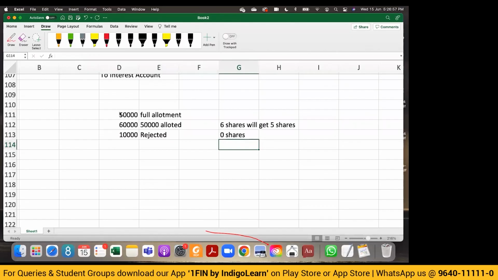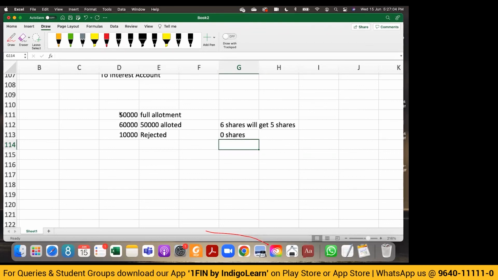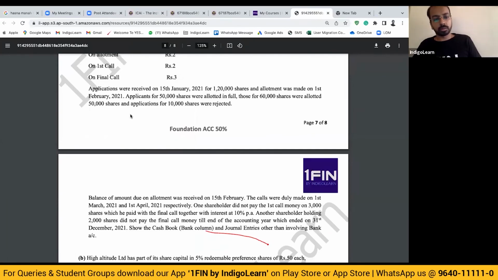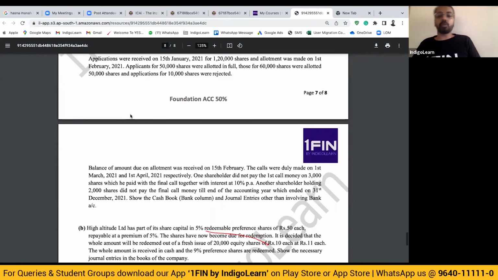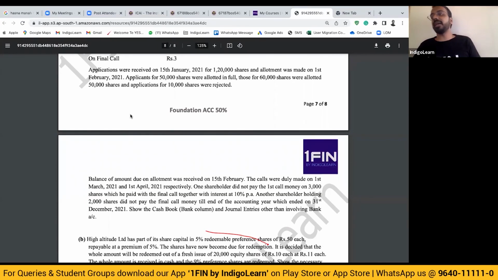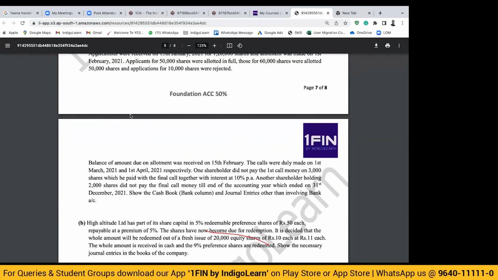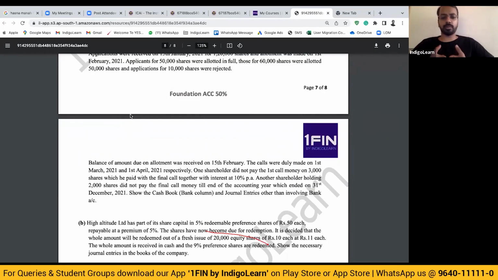So the remaining 60,000 for which we have allotted 50,000, in that we have received 10,000 application money also. Correct. Should we adjust that against allotment, or what should we do? The question didn't say. So since the question did not say anything, you can assume it to be refunded, or you can transfer it and make an appropriate note in the answer. So like that only I have done in the example, adjusted against allotment. No, adjusted against allotment is perfectly fine, no problem. Okay, sir. Thank you, sir.